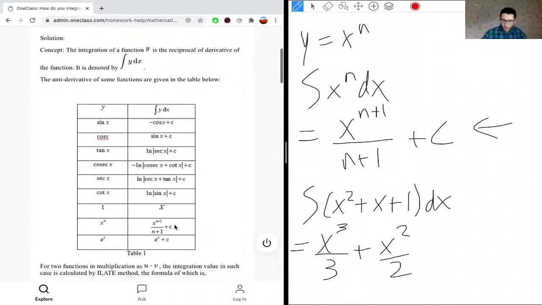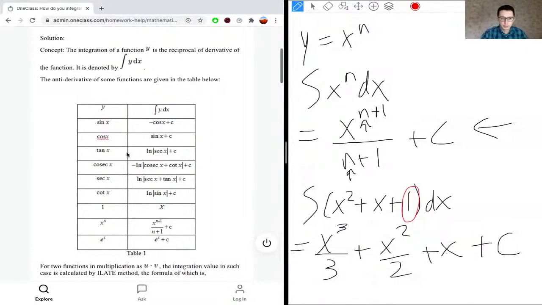And lastly, 1. So for 1, the exponent is actually 0. So it will be 1 times x to the 0. And we know x to the 0 is just 1. So we substitute 0 for n. We get x to the 1. And then 0 plus 1 on the bottom would just give us over 1. So we just get plus x. And then we just add our constant at the end. So that's just one of the examples of how to integrate.